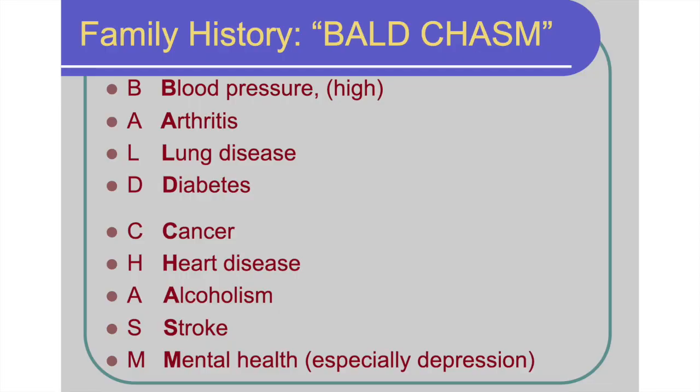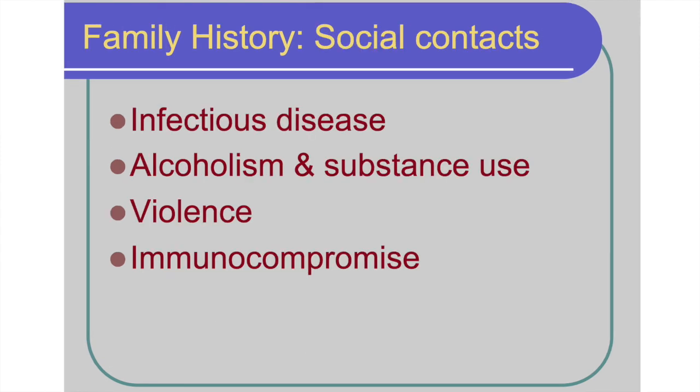In terms of genetic concerns, we use the mnemonic BALD CHASM to think about particularly relevant diseases that can be inherited genetically. Thinking about social contacts or household contacts, infectious disease, alcoholism, violence, immunocompromise, those are things that are likely to affect our patient's health too.